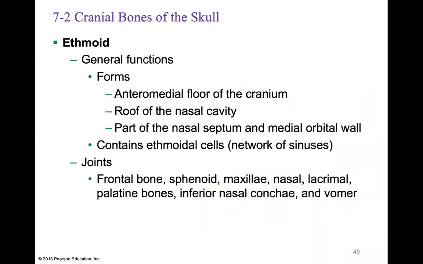Okay, ethmoid bone. The ethmoid bone is going to form the anterior medial floor of the cranium. It will also form the roof of the nasal cavity and part of the nasal septum, as well as medial orbital wall. It does contain a network of sinuses within the ethmoid. The ethmoid bone will form joints with the frontal, sphenoid, maxilla, nasal, lacrimal, palatine, inferior nasal concha, and the vomer.